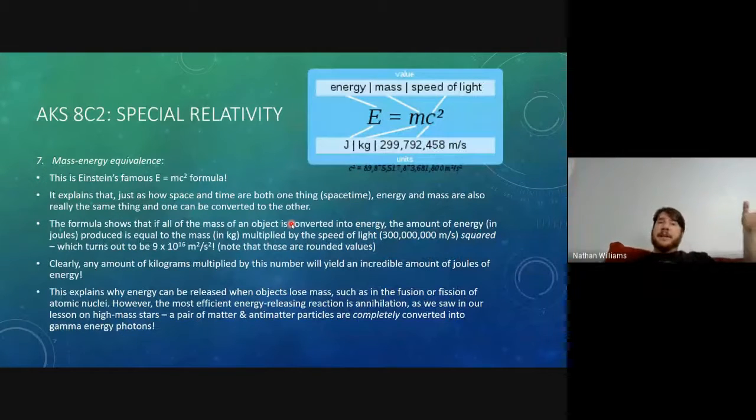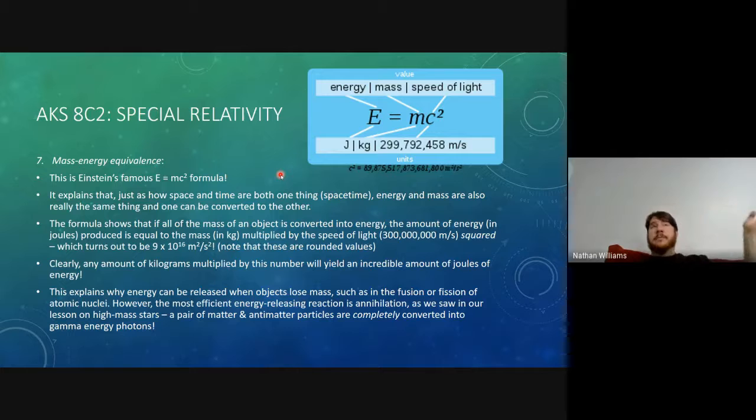All right, last thing about special relativity. This is our 7th point, and this is the one you probably know about. This is called mass energy equivalence. Now, you probably don't know that term, but you know the formula. You know E equals mc squared. It's the most famous formula I think there is. Everybody has heard it or seen it, and you can recite it. If I said, what's the formula starting with E equals, you know the rest.